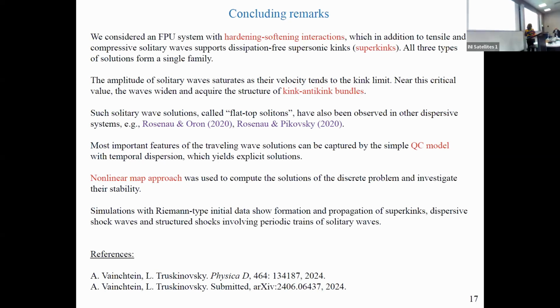It turns out that this quasicontinuum model does a pretty good job of capturing the solutions, which in this case we obtain using a linear approach. And then we also did a lot of Riemann type initial data simulations which show formation and propagation of super kinks, and I haven't shown you all the results, but you also see formation of solitary waves and things like this as well. If you would like to know more, especially on this triangle, which I only talked a little bit about, there's this preprint, papers submitted, and then there's also published work. Thank you very much for your attention.